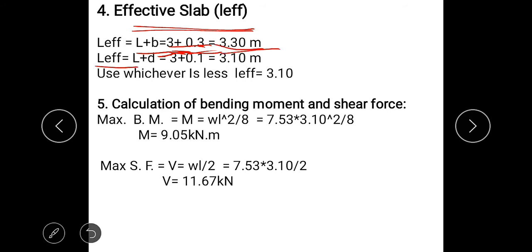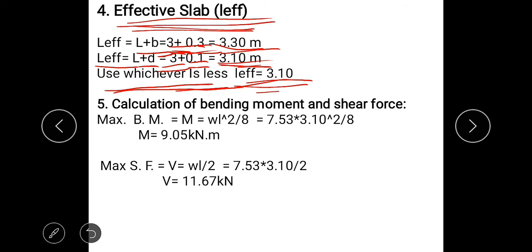Next, L effective is L plus d. L is 3, the shorter span, and 0.1 is small d, meaning depth of slab is 100 mm, so it is 0.1 meter. So the answer is 3.10 meter L effective. So first L effective is 3.30 meter and second L effective is 3.10 meter. Here it is given whichever is less. From these two, whichever is less, we have to take. So L effective is 3.10. So effective span is 3.10.